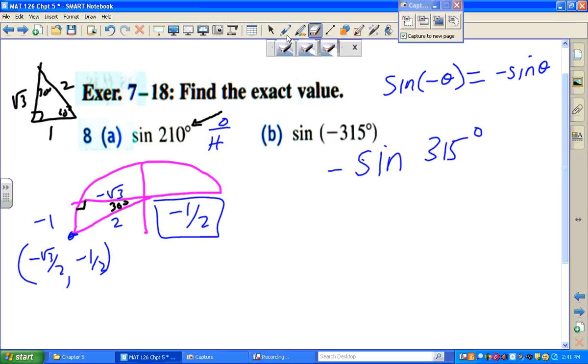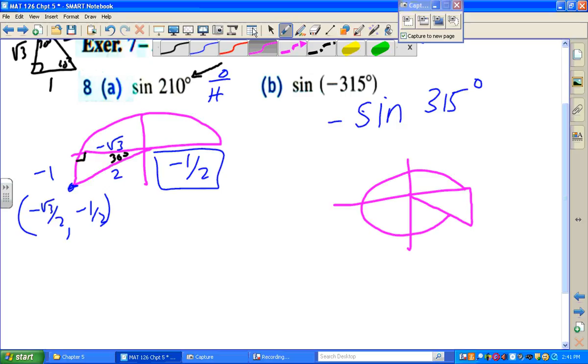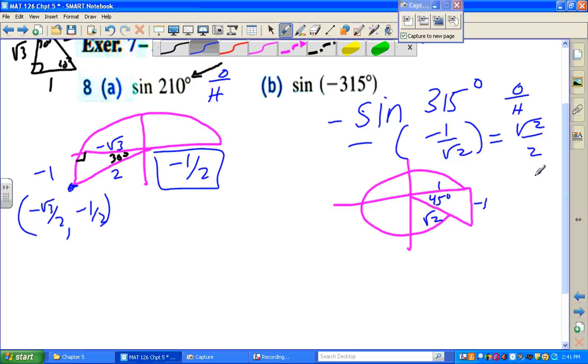What is the reference angle for 3π/4? 45. Good. And we have 45 right here. So we have 1, 1, and this is negative square root of 2. Opposite over hypotenuse, so I have the negative of negative 1 over square root of 2. So the final answer will be square root of 2 over 2.